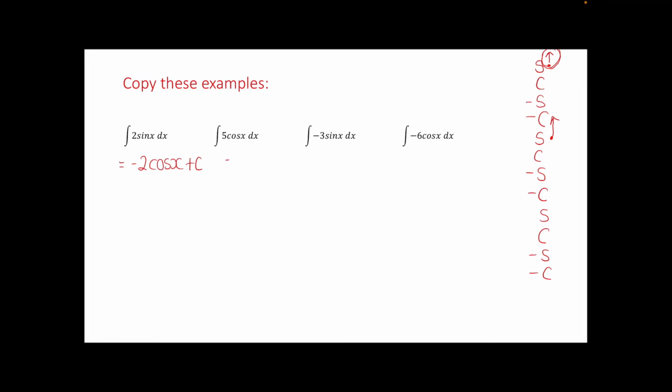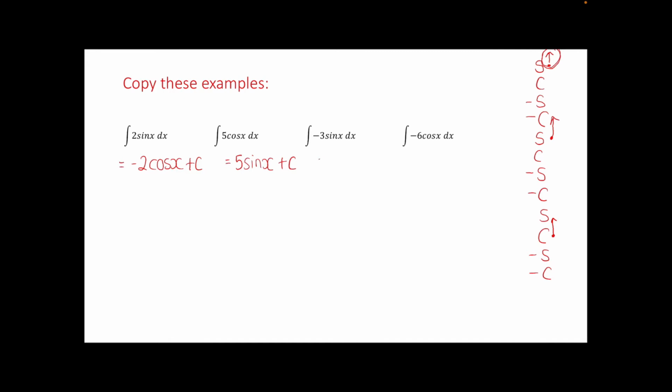The next one wants me to integrate 5 cos x dx. Again, I'm looking for a cos. Here's a cos down here. If I'm integrating, I'm increasing, so I'm going up the way. Cos x integrates to sin x, so that would be 5 sin x plus c.